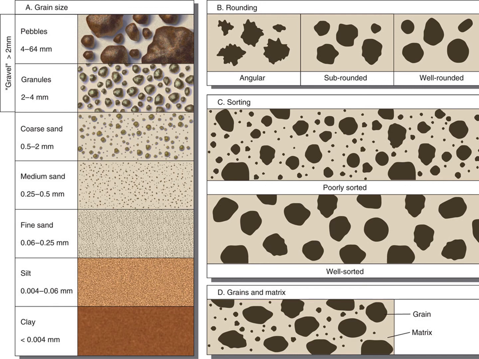So in the center figure of the right column, we see sorting. So sorting is essentially the distribution of the different sizes of our grains. So we have poorly sorted versus well sorted. Poorly sorted means that we have a distribution of a lot of large grains and small grains mixed together, versus well sorted, where a lot of the grains are the same size.